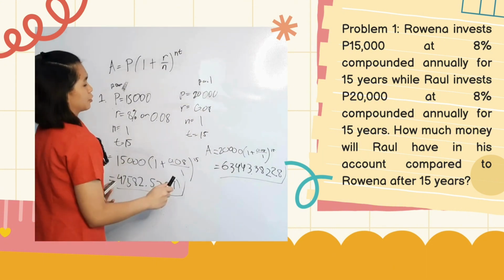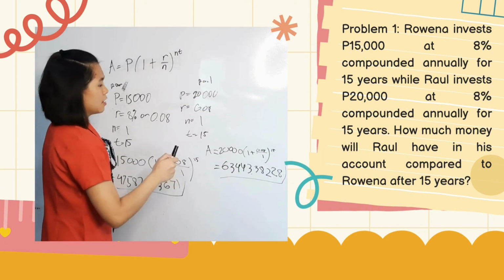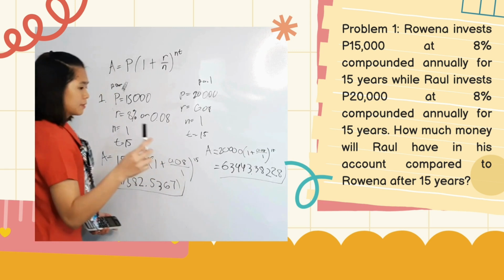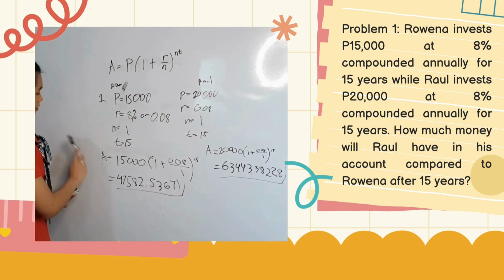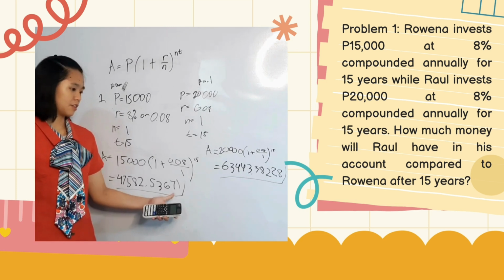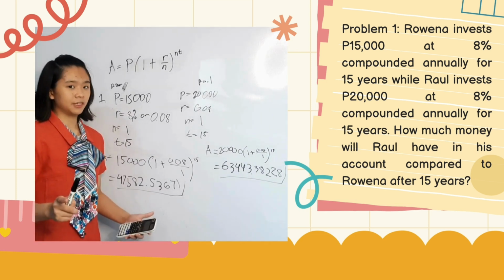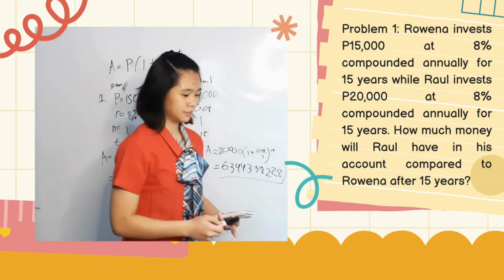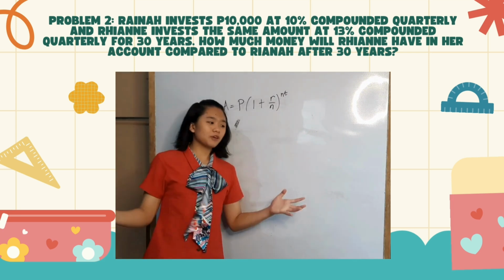So Raul will have 63,443.38228, and Rainah will have 47,582.5367 after 15 years. Now to the next question. Next we have problem 2.